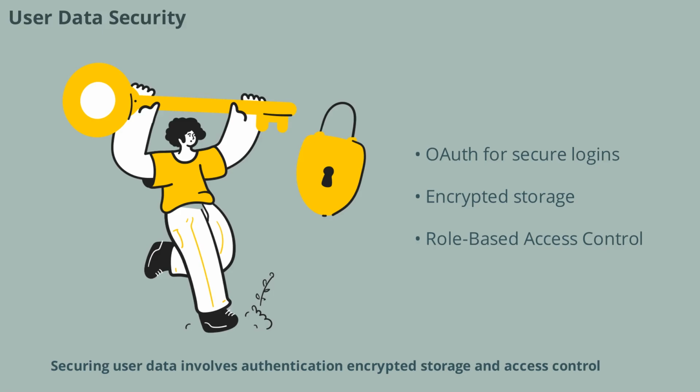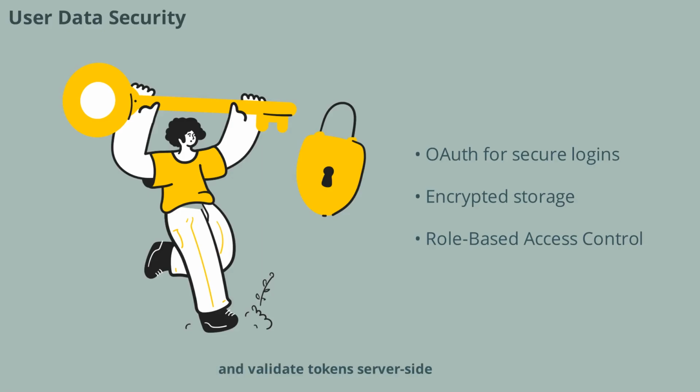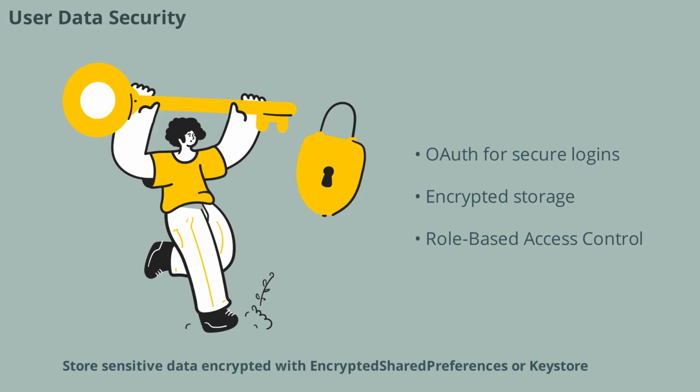Securing user data involves authentication, encrypted storage, and access control. Use Firebase Authentication or OAuth for secure logins, and validate tokens server-side. Store sensitive data encrypted with encrypted shared preferences or Keystore. Encrypt data in transit with HTTPS TLS. Implement role-based access control on the server, minimize permissions, and regularly update libraries and run security tests.